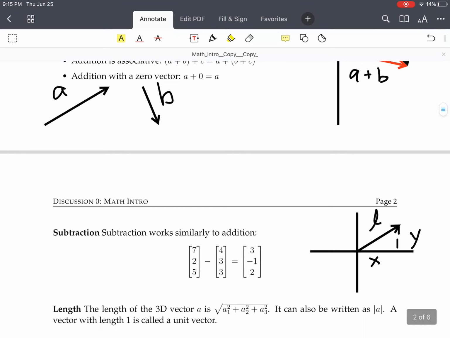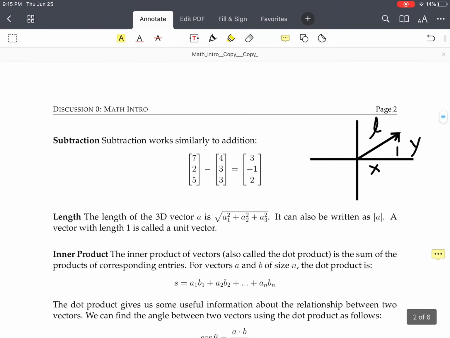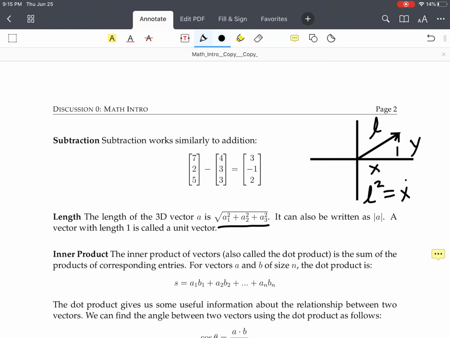Okay, so that's addition and subtraction. Another pretty key property is the length of the 3D vector. The length of the vector is this formula right here. If you look at it, it probably looks somewhat similar to the Pythagorean theorem, and that's because it really is. If we look at this drawing up here, the length of the vector L is, there's x and there's y, and they form a right triangle. So we would write L squared is equal to x squared plus y squared. Then take the square root of both sides, and we get L is equal to the square root of x squared plus y squared. And that's essentially exactly what the length formula is, just generalized to 3D.